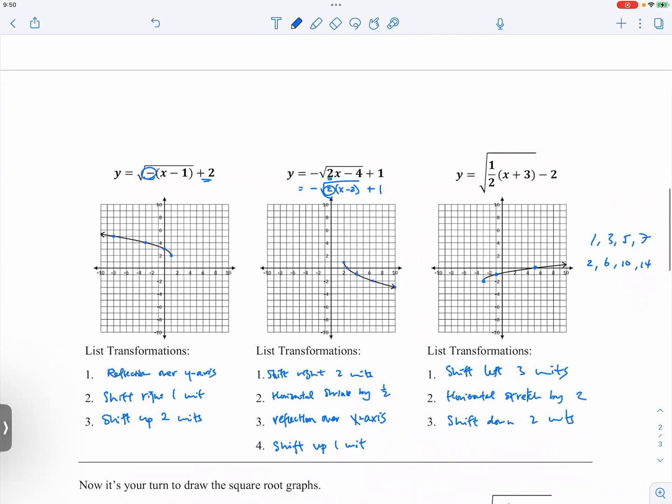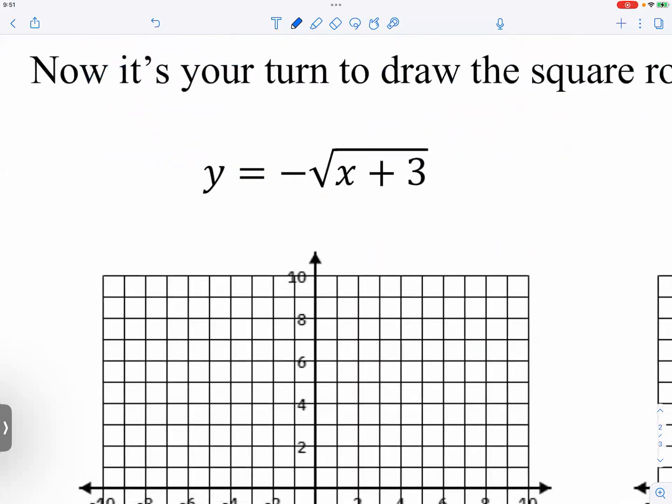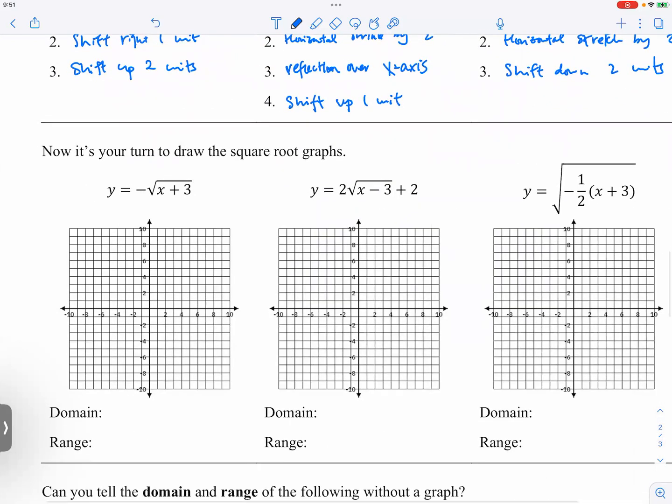So now our challenge next is, can you go ahead and draw the graphs without any kind of assistance? Now, I didn't ask you to list transformations, but in your head, you should be thinking about, hey, what kind of transformations does this equation tell us here? So now go ahead, take a moment, okay, use the next 5 minutes to draw these graphs.